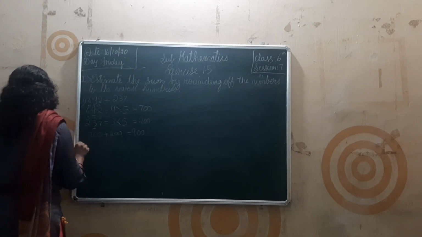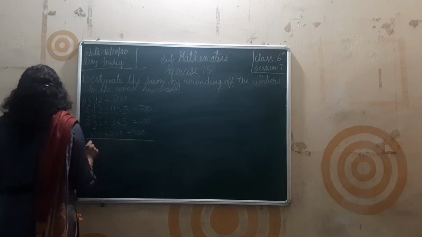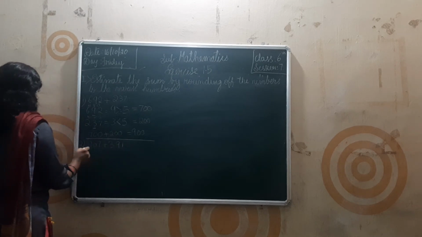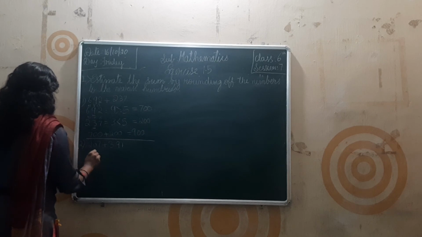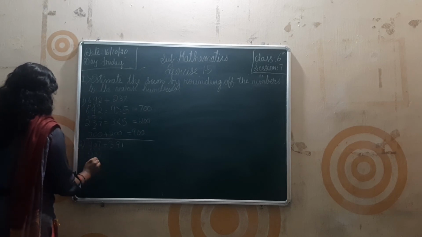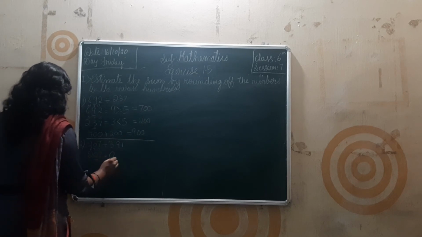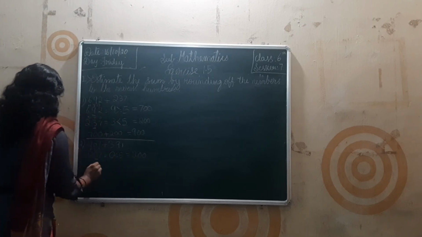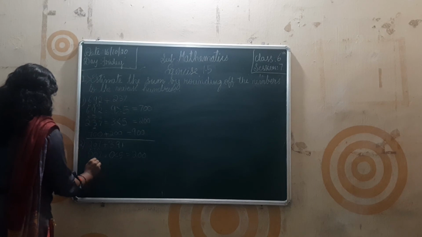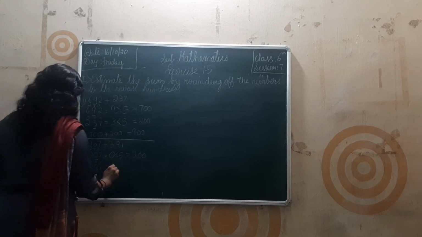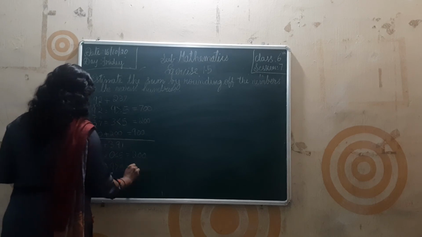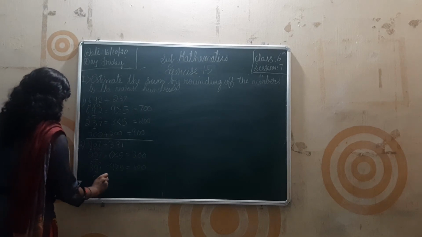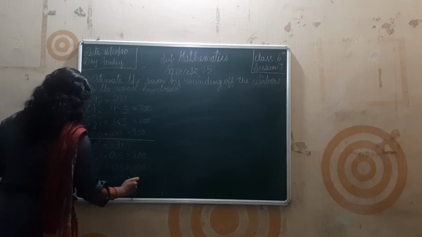Next, the second one, 207 plus 391. First we have to find 207: ones, tens, hundreds. We have to consider the tens place, that is 0. 0 is less than 5, so we go back and it will become 200. In 391, ones, tens, hundreds, the tens place is 9, which is greater than 5, so we go forward and it will become 400. Lastly, 200 plus 400 is how much? 600.